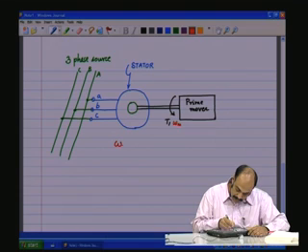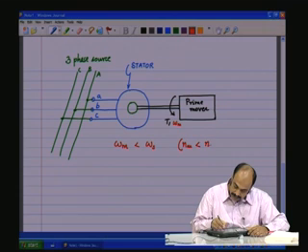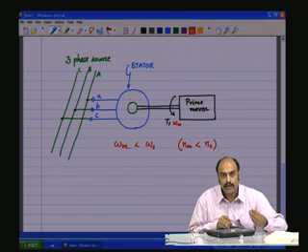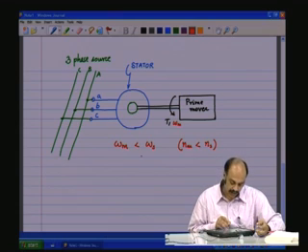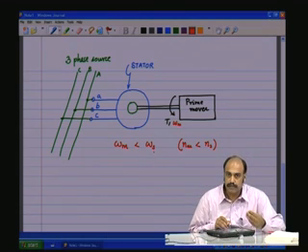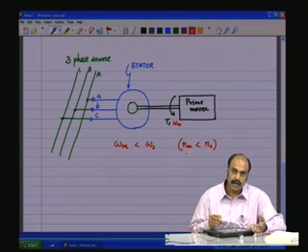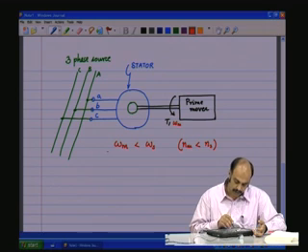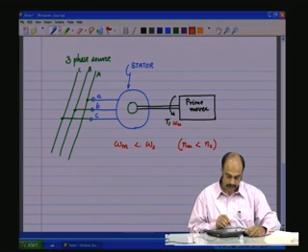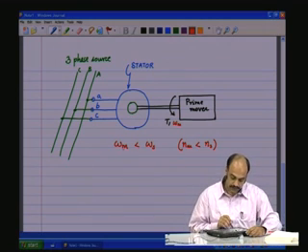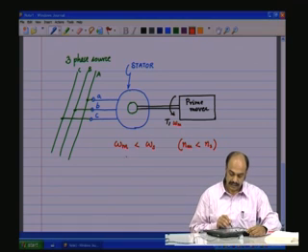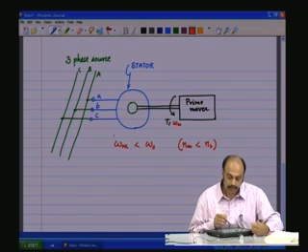Let us say omega m is less than omega s. Nm is less than ns. What is omega m? Omega m is the mechanical shaft speed. Omega s is the synchronous speed of the rotating magnetic field within the induction machine, and Nm and Ns are in RPM, omega m, omega s, in radians per second. So if the mechanical shaft speed is less than the synchronous speed, it is in the motoring mode.